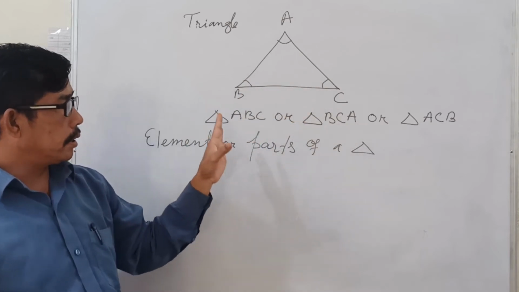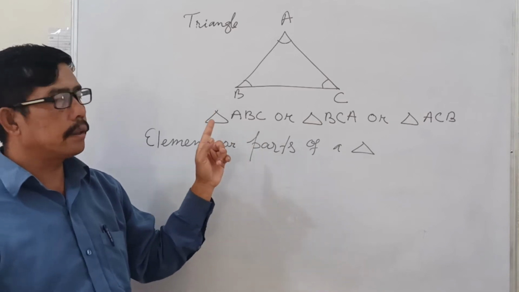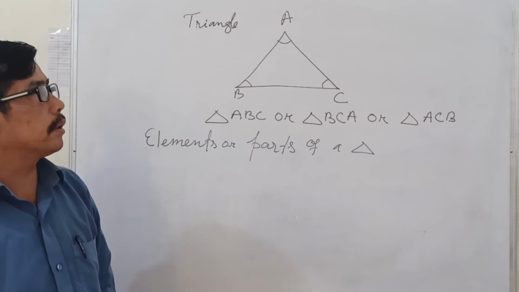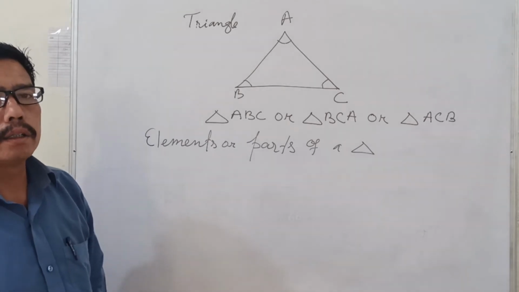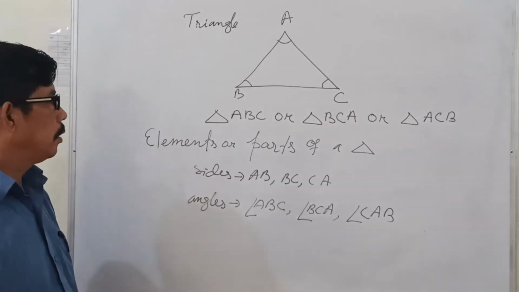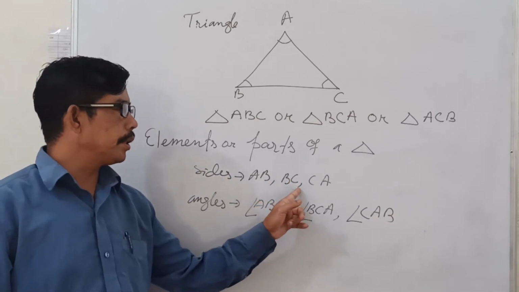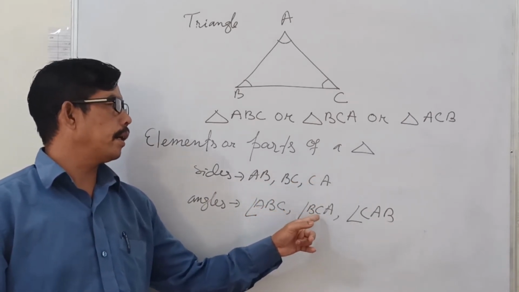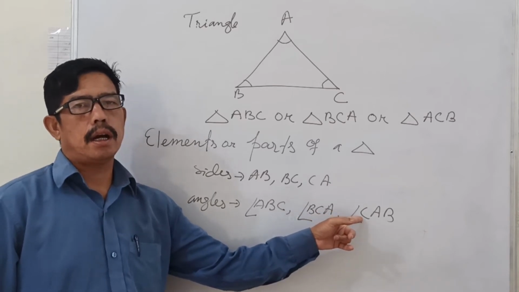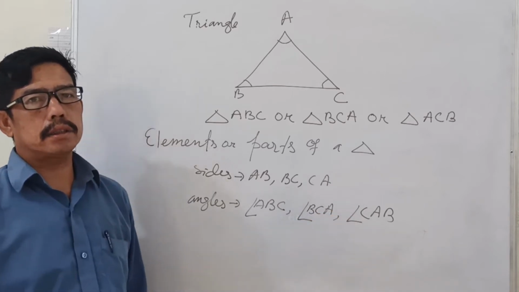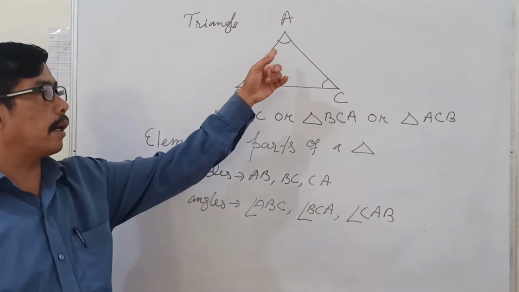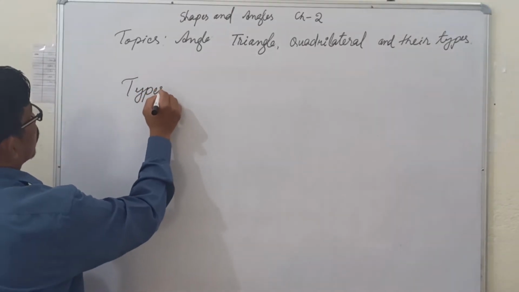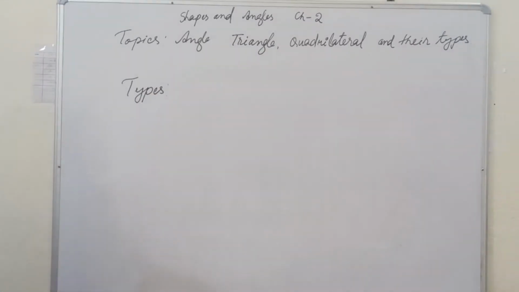So together these three angles and the three sides of the triangle are known as the elements or parts of the given triangle. That is, the sides AB, BC, CA, and angles ABC, BCA and CAB are known as the elements or parts of the given triangle ABC. Let's come to the types of triangles.